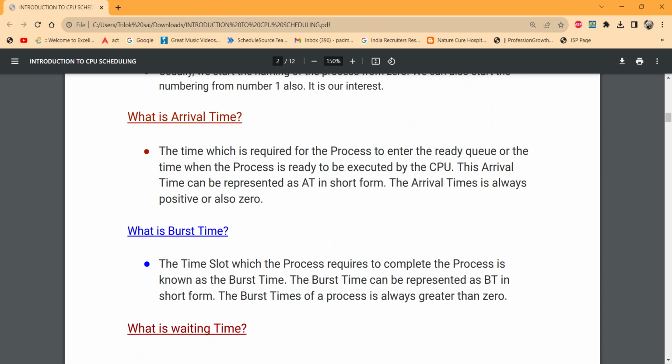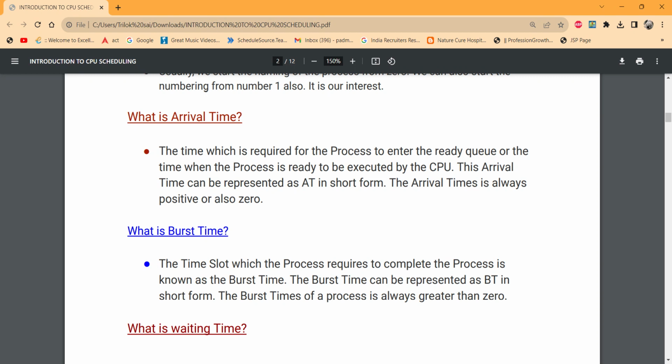Arrival time is nothing but, my dear friends, at what particular time the process had arrived. Suppose the process may arrive before 1 hour, but from 1 hour that process has been waiting in the ready queue, because as I have told you, due to the unavailability of resources, the process is waiting in the ready queue. So that time will not be considered.